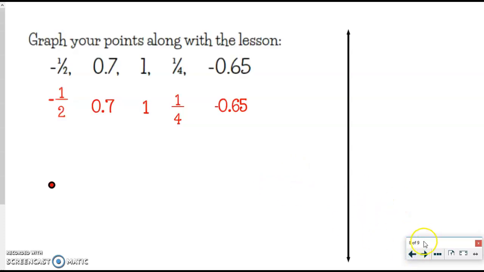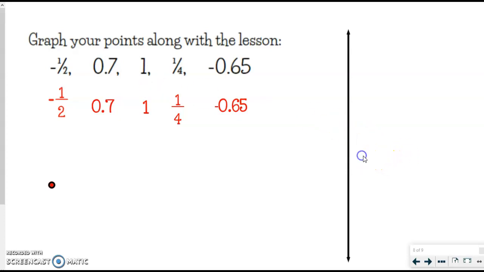But we do want to follow those same patterns of figuring out those 3 steps that we've talked about before. So I have negative half, 0.71, 1/4, negative 0.65, so I notice I have positives and negatives, so we do need 0. The farthest one from 0 is 1, so instead of my endpoints being 2 and negative 2, it's going to be 1 and negative 1.